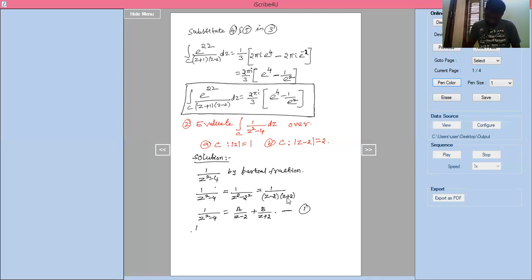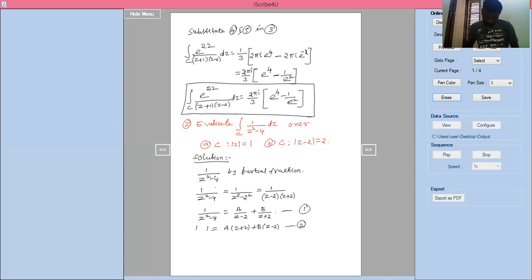Now if we cross multiply, the left hand side will be 1, equal to A into (z plus 2) plus B into (z minus 2). This is equation number 2.